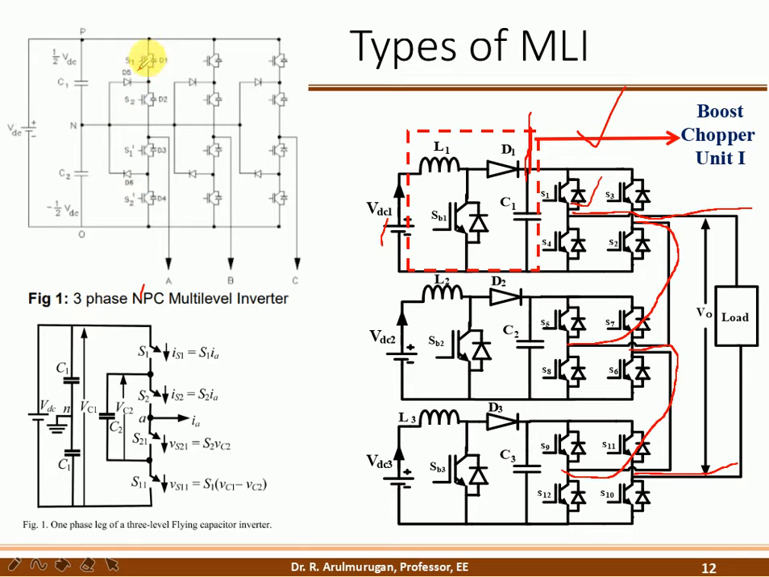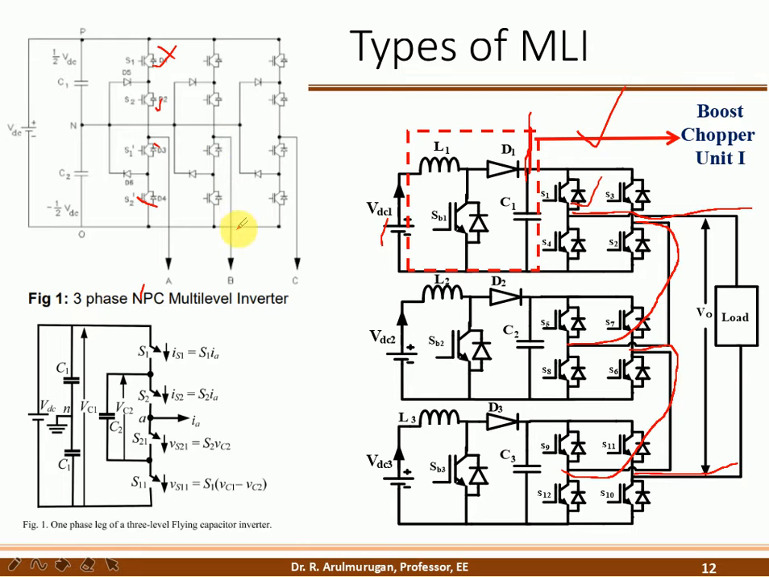So when this one is on, this one is off, and vice versa. When this one is on, that one is off. Similarly, these two switches operate in the same way: when this is on, this is off, and when this is on, this is off.